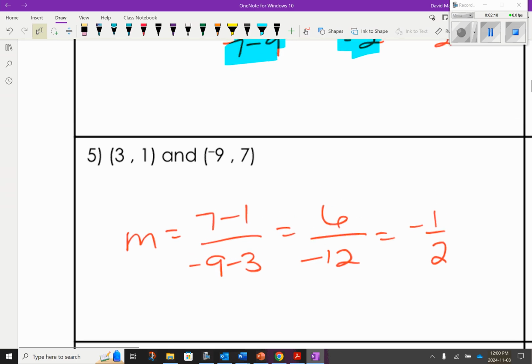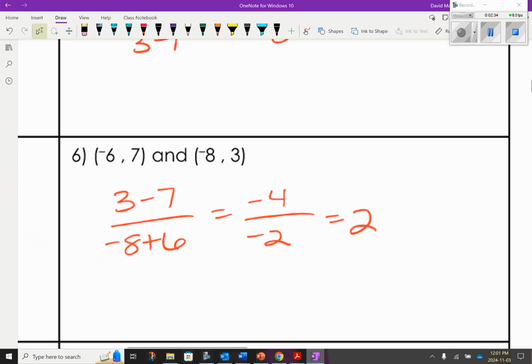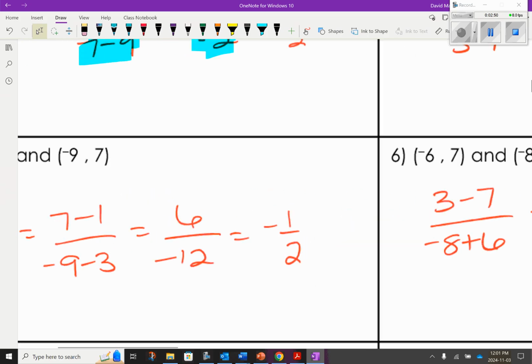For number 5, take 7 minus 1, which is 6. Negative 9 minus 3, careful of your signs there, is negative 12. 6 over negative 12 reduces down to negative 1/2. For number 6, take 3 minus 7, that'll be negative 4. Negative 8 minus negative 6, same thing as negative 8 plus 6, that'll still be negative 2. Negative 4 divided by negative 2 is positive 2.